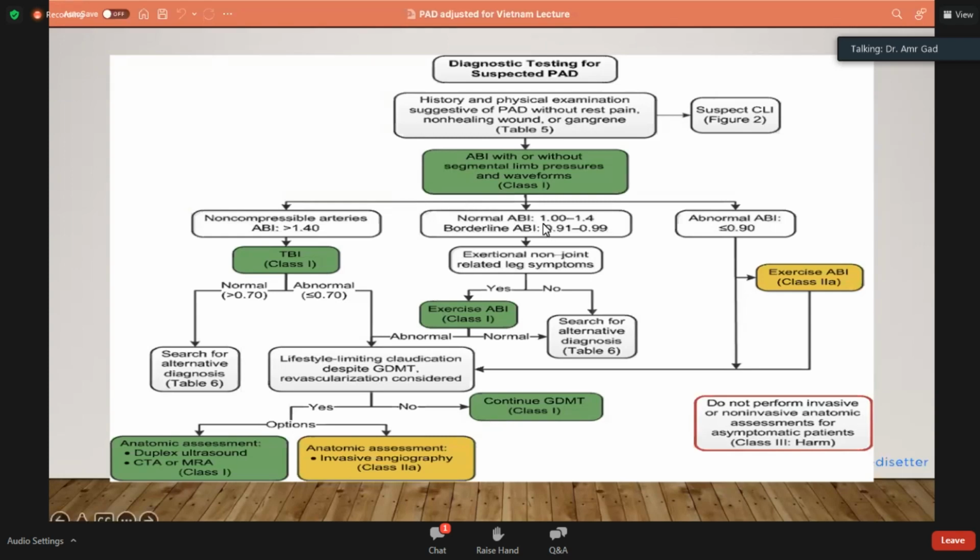Another category is between 1 and 1.4. This we will pass as normal. The patient has no ischemia, no problem. The abnormal ankle brachial index is below or equal to 0.9. There are different grades for this, which denote that the patient has ischemia. In the second picture, I'll show you how you grade it.